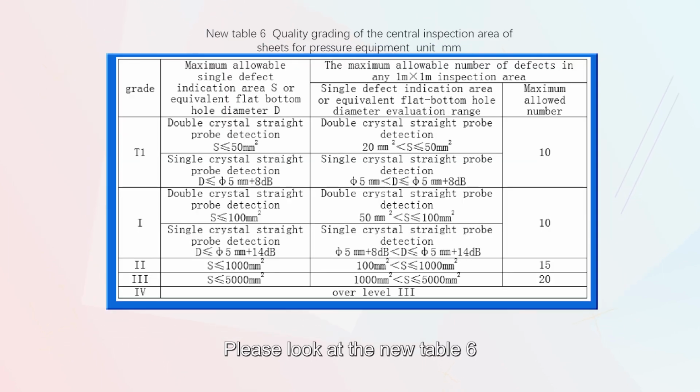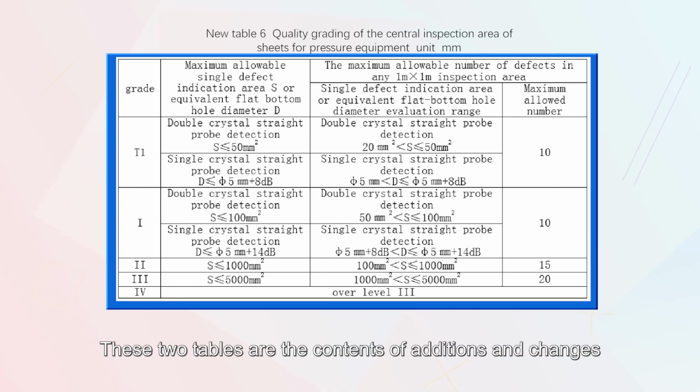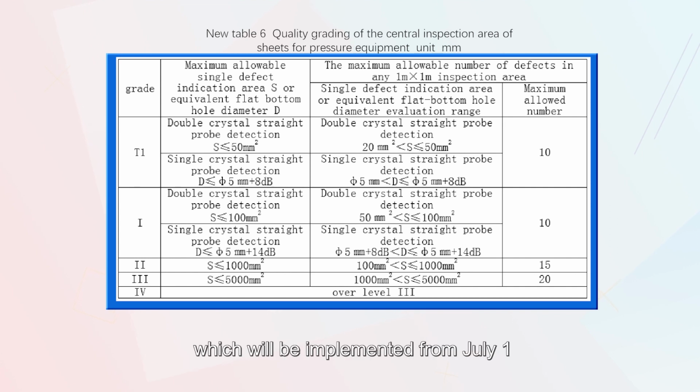3. Plate quality classification. Please look at the new Table 6. These two tables are contents of additions and changes, which will be implemented from July the 1st, 2018. The new table adds an extra level. It can be seen from the table that the quality classification of the middle of the plate is based on the size of the single defect.